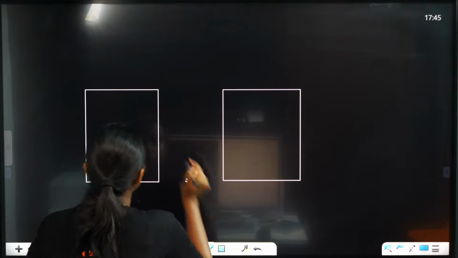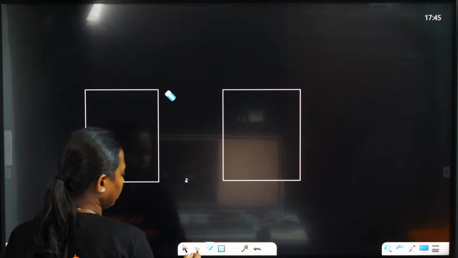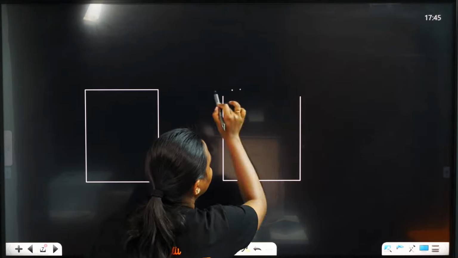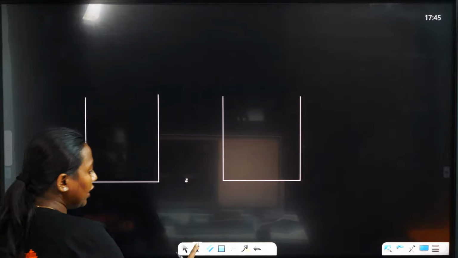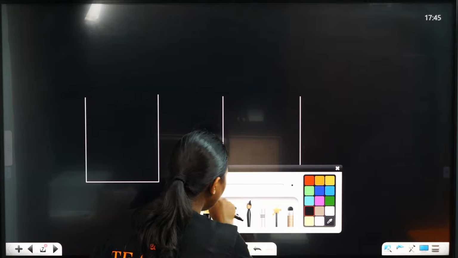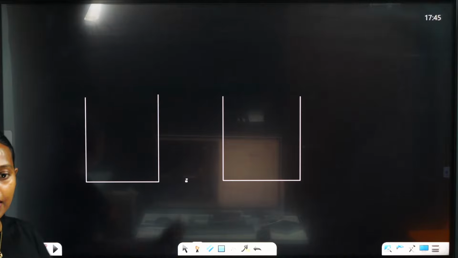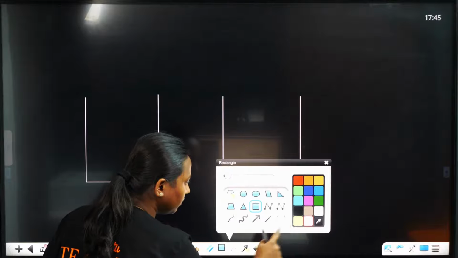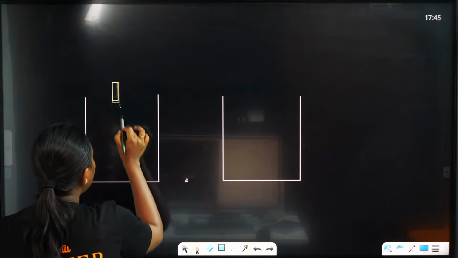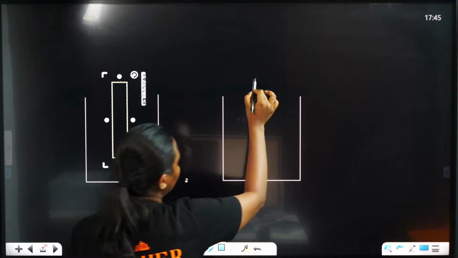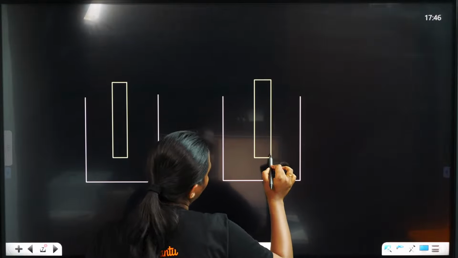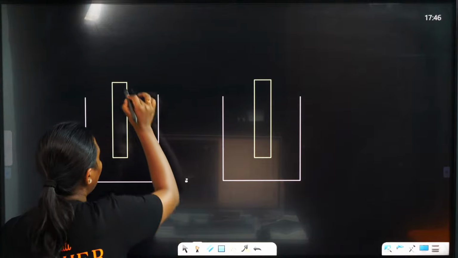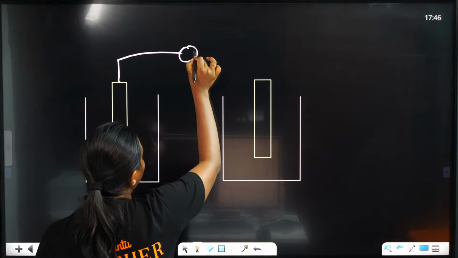So what I will do: I'm taking 2 beakers. In the beaker, you can see, here you can see, 2 electrodes I'm taking. I am connecting this electrode with a conducting wire, and I'm connecting this electrode with a conducting wire.